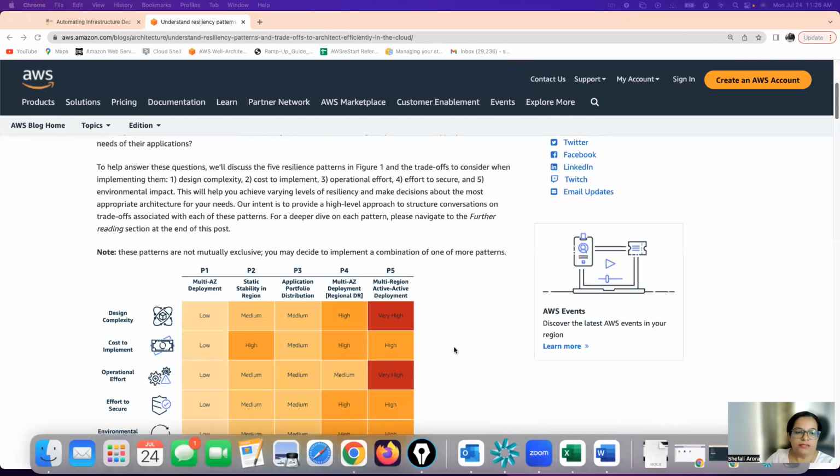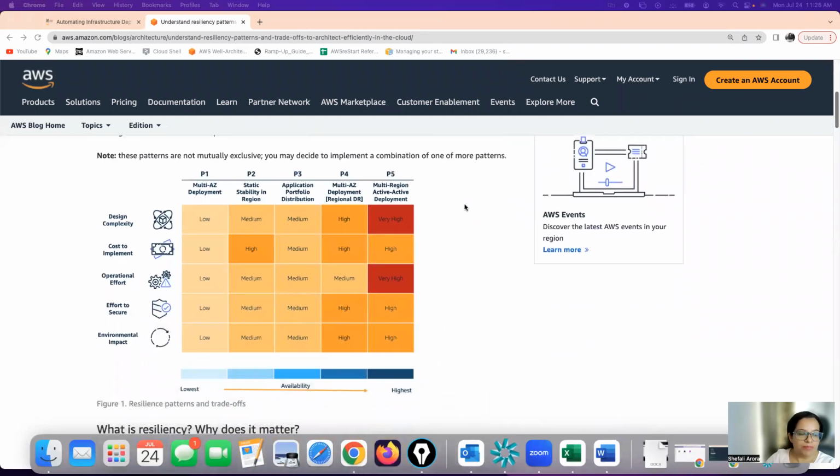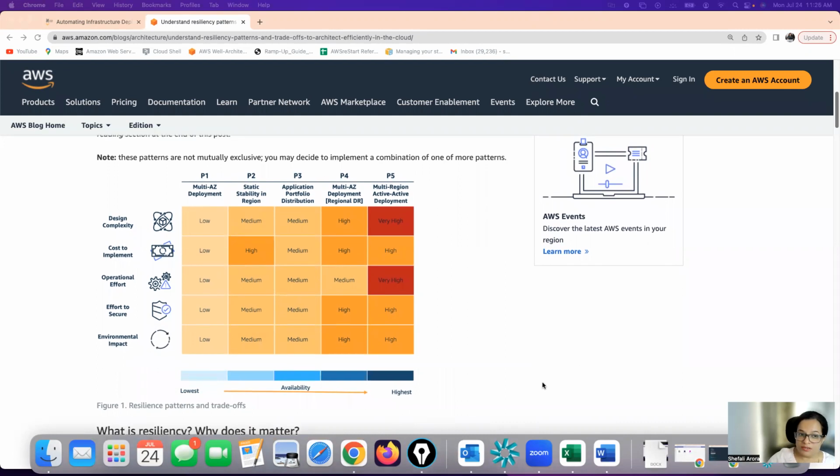Now, here is a diagram which is showing you a couple of patterns. And here we have patterns P1 to P5. Now, these patterns have some core factors like design complexity, cost to implement, operation effort, effort to secure, and then environmental impact. Okay, starting from left to right, if we see the availability factor, then it's lowest at the P1 and then highest at the P5. So these patterns are not mutually exclusive, and we may decide to implement a combination of these patterns based on our application, based on the scenario that we are going to implement.